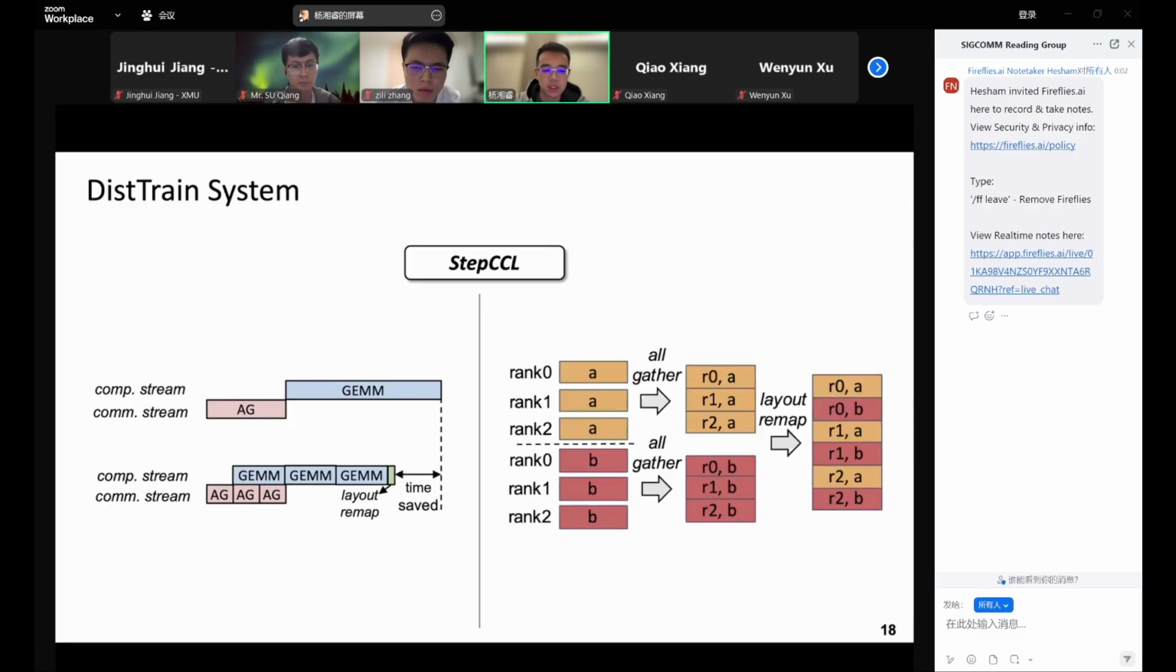However, chunking alters the data order. So as shown on the right, StepCCL introduces a lightweight layout remapping operation to reconstruct the output. This ensures bitwise correctness with negligible overhead.